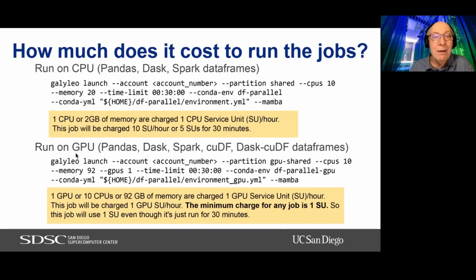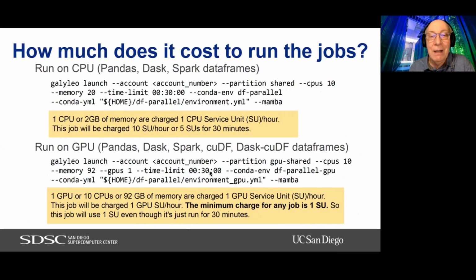Now, how does that work on GPUs? So here we say, okay, for the GPUs, we use 10 CPUs, 92 gigabytes of memory, 1 GPU for 30 minutes. On a GPU, the counting is different. So 1 GPU or 10 CPUs or 92 gigabytes of memory, whichever is larger, is charged 1 GPU service unit. So this job with 1 GPU will be charged 1 GPU service unit per hour.